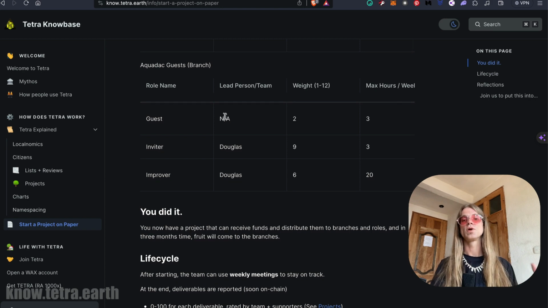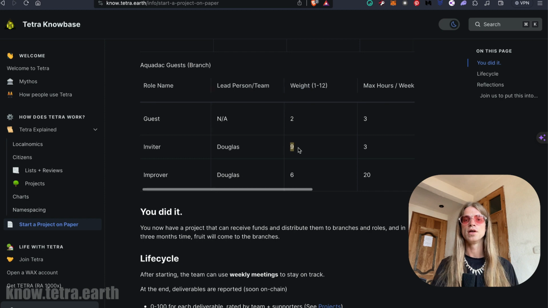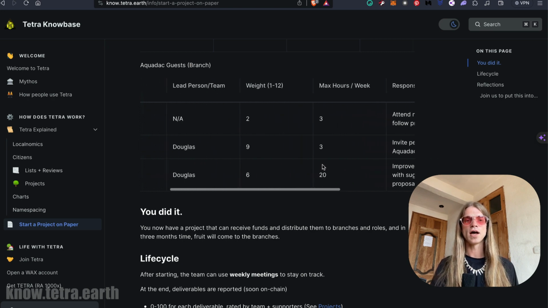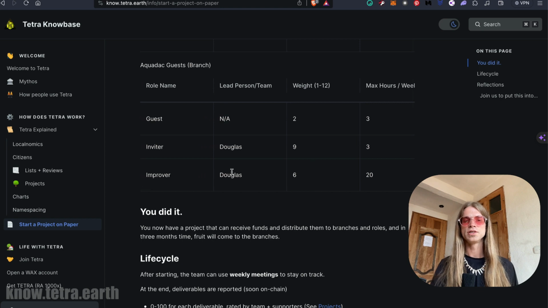Here for the guests, we have a more robust example where a guest can spend a maximum of 3 hours within the system to get paid, and that is a weight of 2, versus an inviter, which is something that we want to incentivize, can also work 3 hours, but 3 times 9 is a lot bigger than 3 times 6. You can make 4.5 times more if you're inviting people and if you are delivering by bringing people into Aqueduct. We also have an improver role, which is somebody who's going to improve the project.